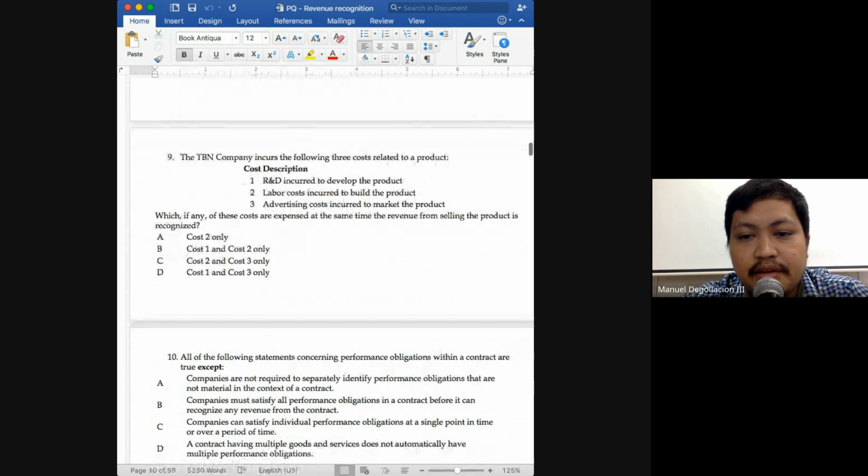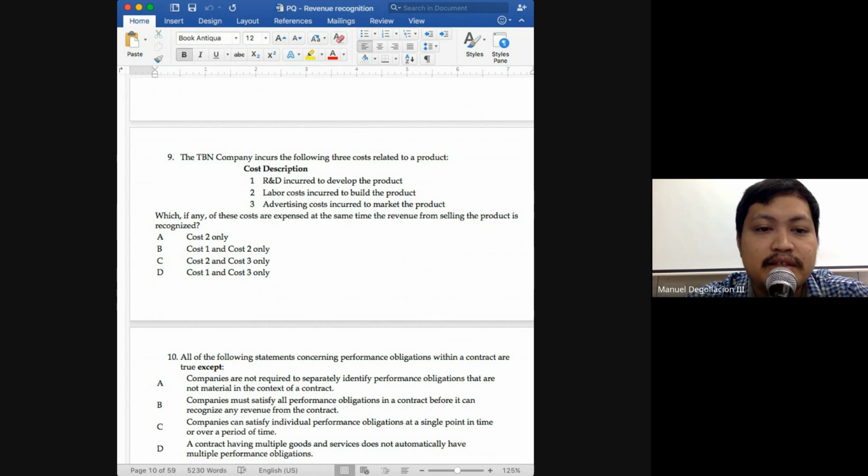Number 9, the company incurs the following 3 costs related to a product. Which of these costs are expensed at the same time the revenue from selling the product is recognized? Okay, basically an application of matching principle class.